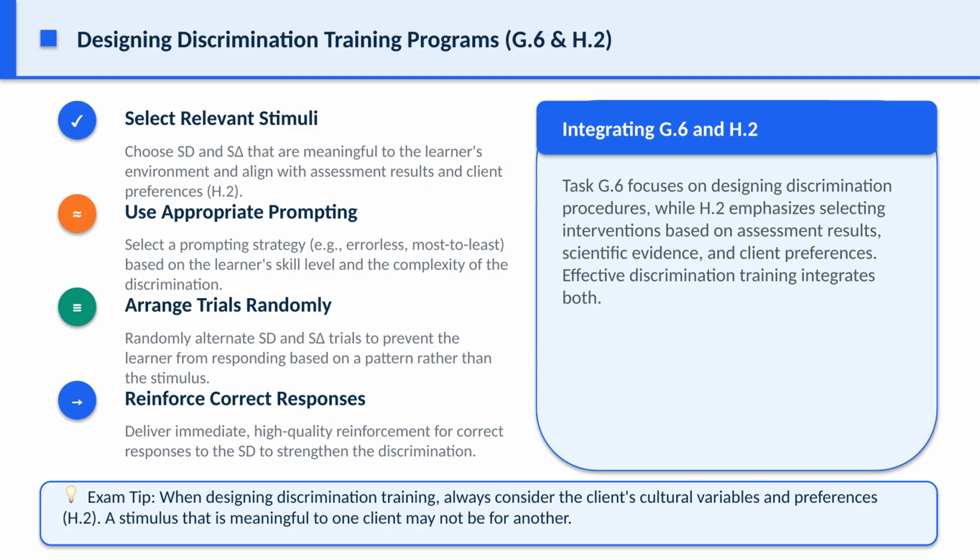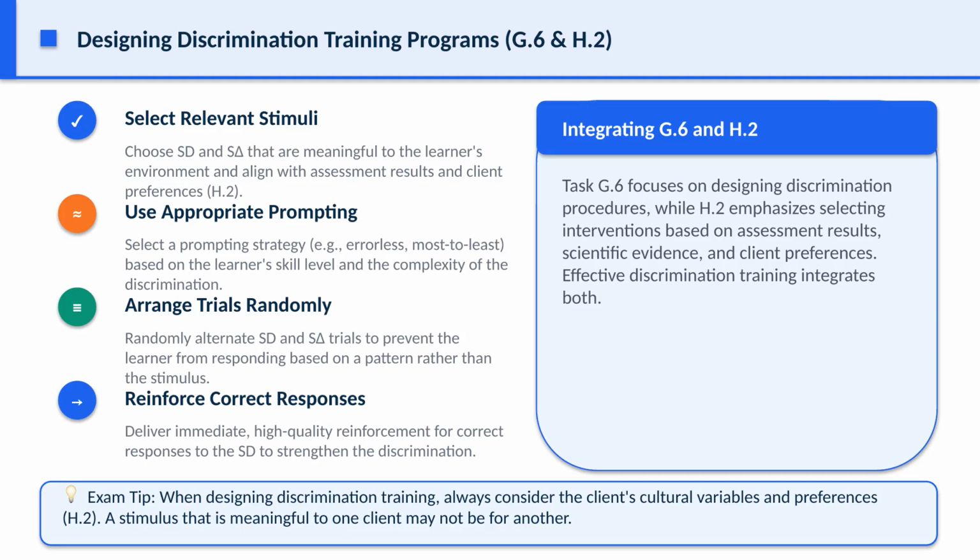Trials should be arranged randomly to prevent the learner from relying on a predictable pattern rather than the actual stimulus features. Immediate, high-quality reinforcement for correct responses to the SD strengthens the discrimination, while systematic error correction, like modeling the correct response and repeating the trial, prevents the learner from practicing mistakes.